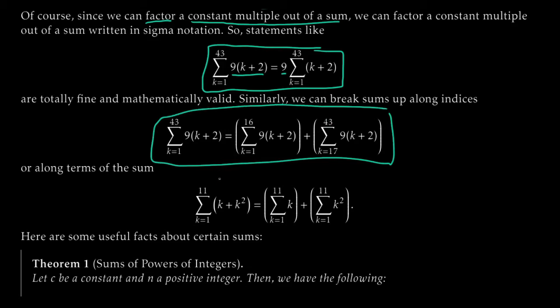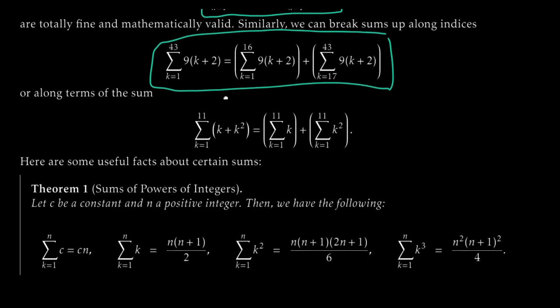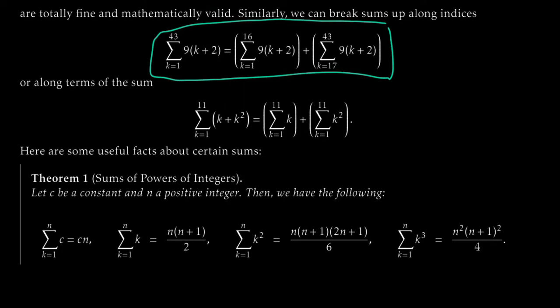You can also break it up along terms of the sum, and this is where you sometimes have to be a little bit careful, because you need to respect the usual algebraic operations. So for example, you could take the sum from k equals 1 to 11 of k plus k squared, and you could break that down into the sum from k equals 1 to 11 of k, plus the sum from k equals 1 to 11 of k squared. This is kind of nice. This is a reasonable and convenient thing to do. If I'm adding up all these things together, I could just rearrange the order of addition and result in this.